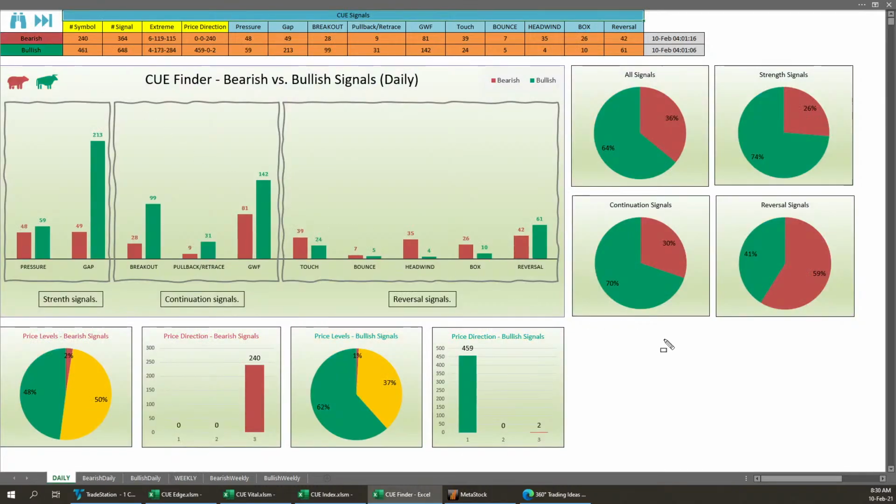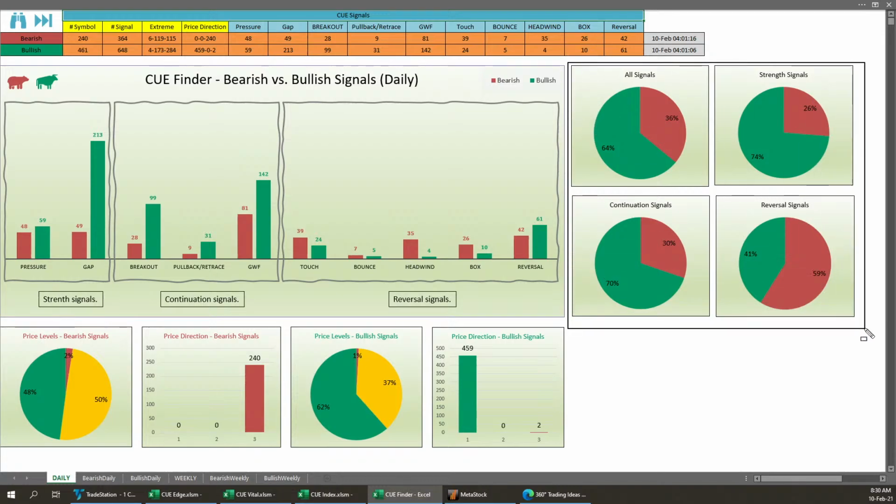And daily, yesterday we can see it was overall bullish, except again the reversal signals. The reversal signals are again more bearish. Those are the headwind signals, box setups, reversals, and trend line touch. If the market rolls over, this may give shorting opportunities.